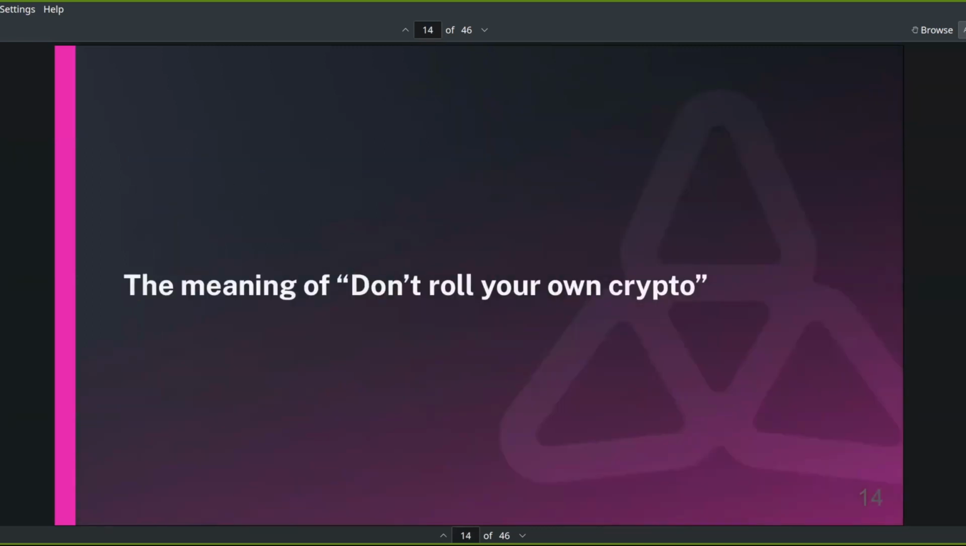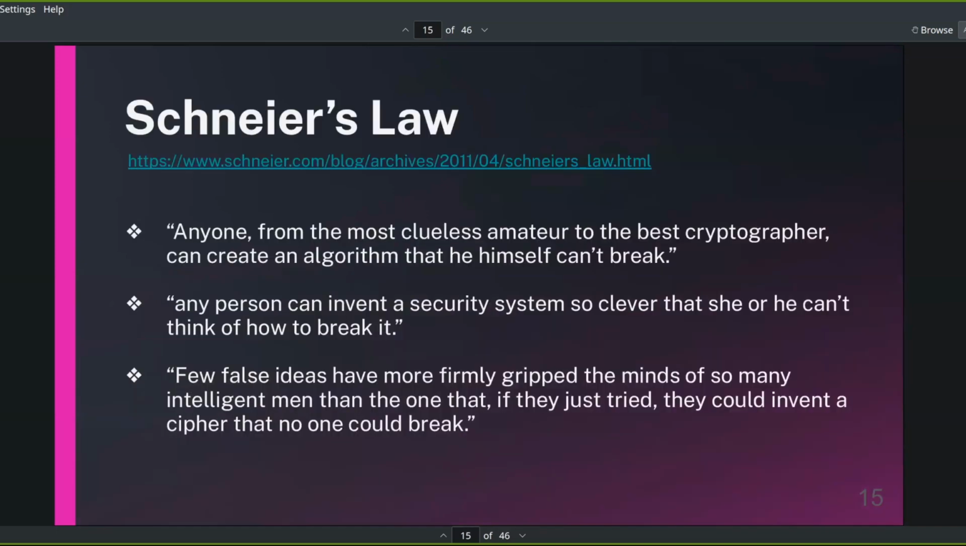Okay, so part 2, the meaning of don't roll your own crypto. There is something called Schneier's law from Bruce Schneier, who's one of the most influential cryptographers out there. There are many ways of how this law was formulated.